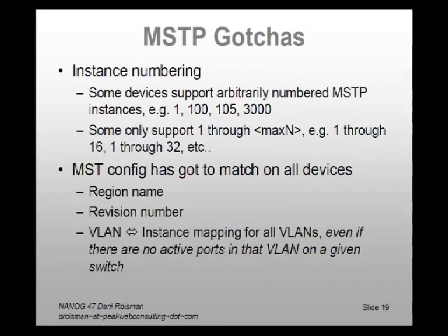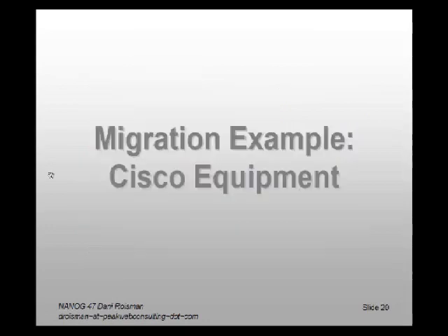That's the region name, revision number, and the VLAN to instance mapping for all VLANs. Even if those VLANs don't exist on that switch, it has to know about the instance to VLAN mappings that are used throughout the entire region. MST generates an MD5 checksum value based on these three key identifiers and passes that MD5 around, and everyone has to match if they want to play.